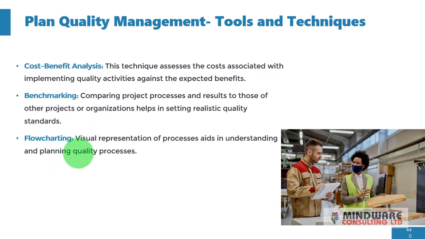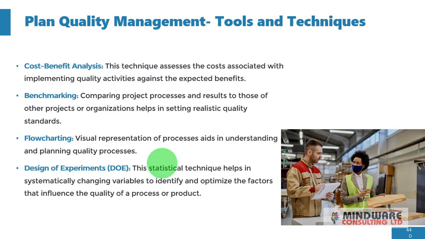Flow charting. So this is another tool, or a technique, that we use in planning quality management. It's a visual representation of processes, and this aids in understanding and planning the quality processes. So when you have flow charts, it gives you a visual representation of all the processes that are involved in the quality process, how one flows into another, and all that.